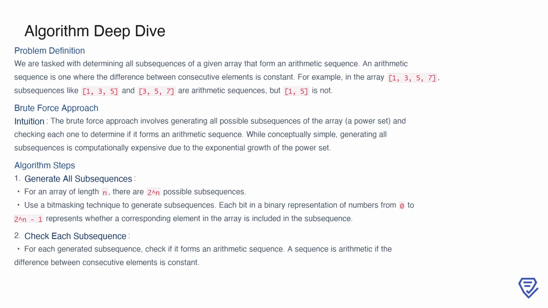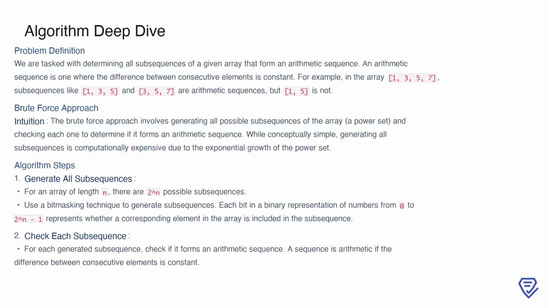To solve this problem, we need to find all subsequences of a given array that form an arithmetic sequence. An arithmetic sequence is defined as one where the difference between consecutive elements remains constant. For example, in the array 1, 3, 5, 7, subsequences like 1, 3, 5, and 3, 5, 7 qualify as arithmetic sequences because their consecutive differences are consistent, while 1, 5 does not.